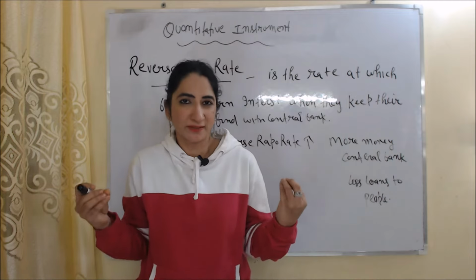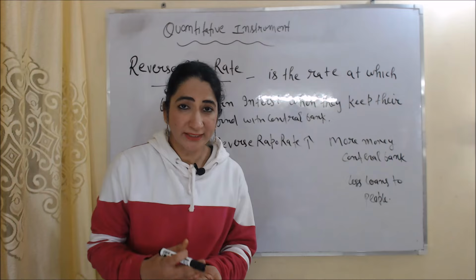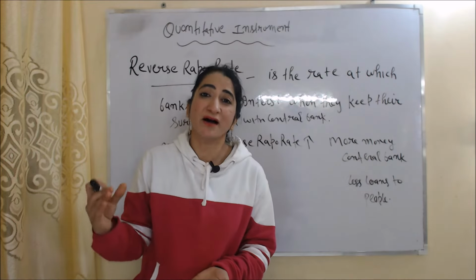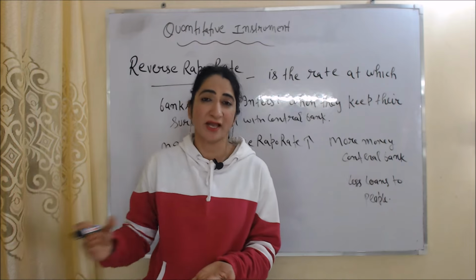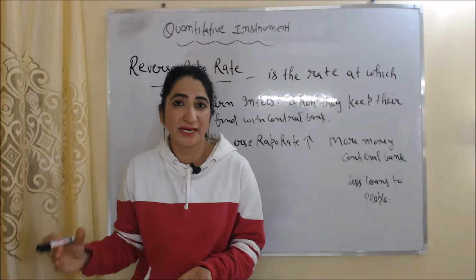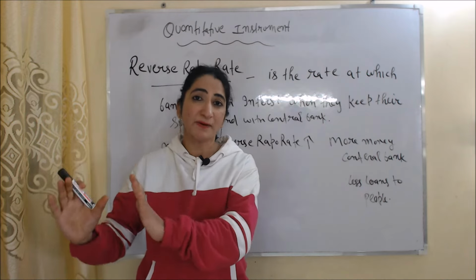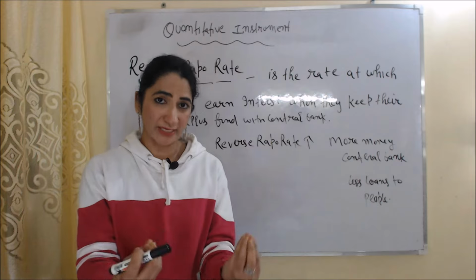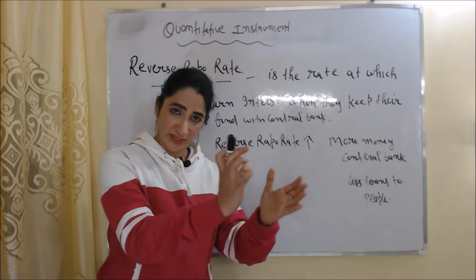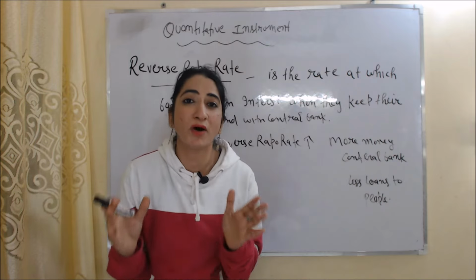It is called reverse repo rate. So what is reverse repo rate? Reverse repo rate is the rate at which commercial banks earn interest when they keep their surplus money with central bank. Sometimes commercial banks have extra money and they keep this extra money with central bank. In return, central bank pays them some interest rate.